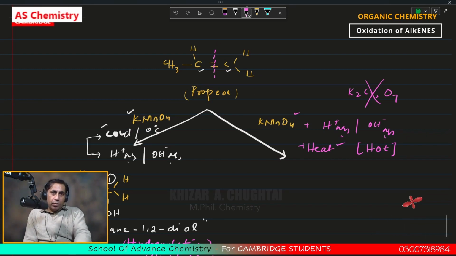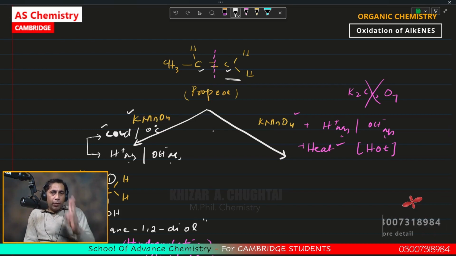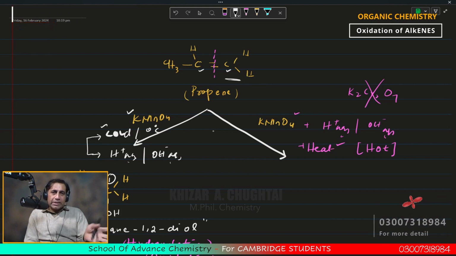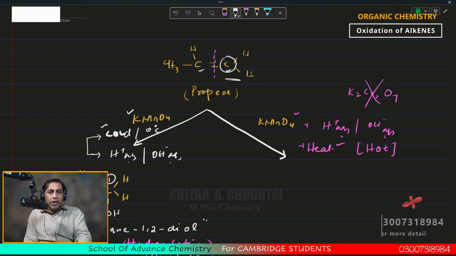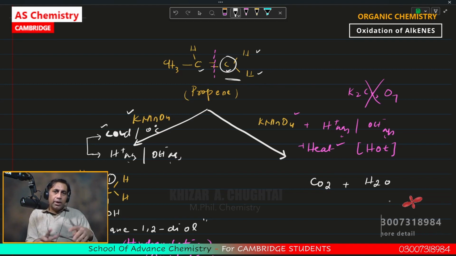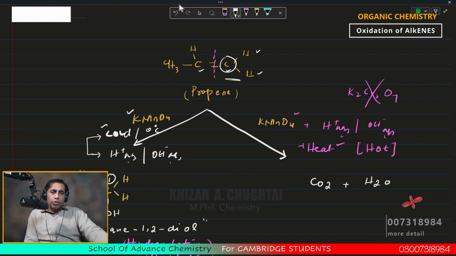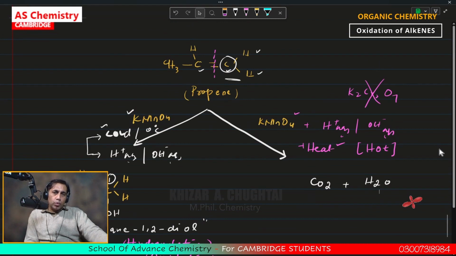So now just have a look. What is the number of carbon atoms on the right hand side? How many carbon atoms are there? Just count the carbons. First of all, one. If one carbon is present on either side, on the right hand side or on the left hand side, then you will change this carbon into CO2, and its hydrogens will be changed into H2O. So whenever only one carbon is left in any option, this carbon will be changed into CO2 and H2O.